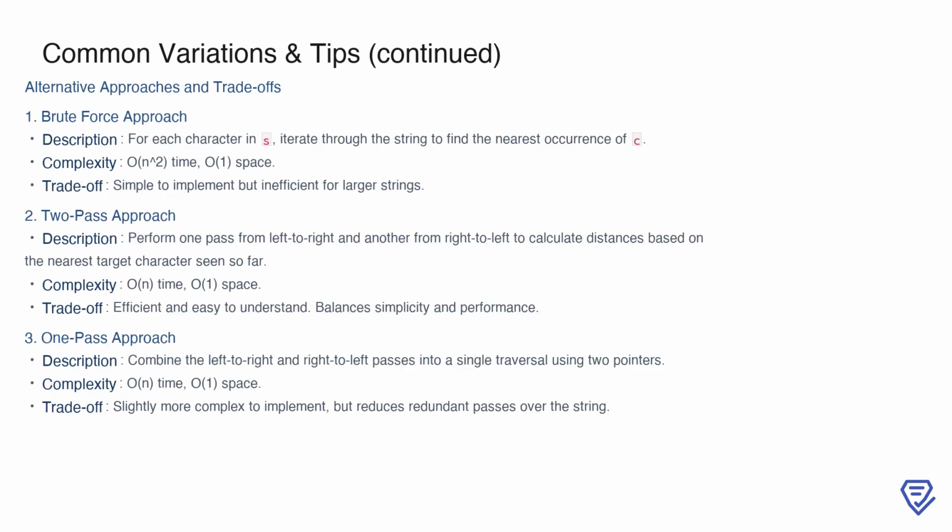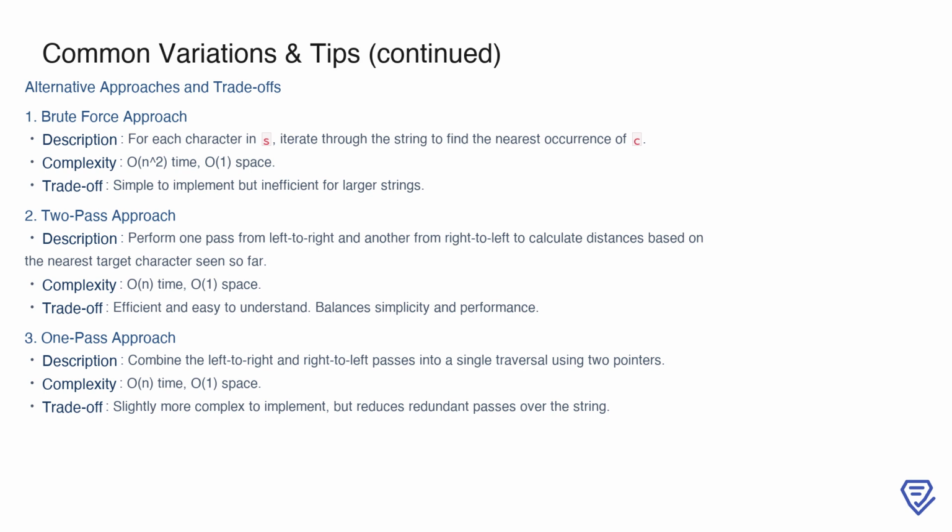There are several approaches you can take to solve this problem, each with its own trade-offs. The brute force approach involves iterating through the string for each character to find the nearest occurrence of the target character. While simple to implement, it's highly inefficient, with a time complexity of O(n squared). A better option is the two-pass approach, where you traverse the string left to right in one pass and then right to left in another. This ensures that you capture the nearest target character seen so far in both directions, achieving O(n) time complexity with O(1) space. It's efficient and relatively straightforward to implement.